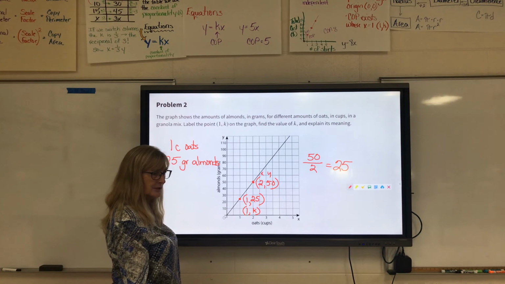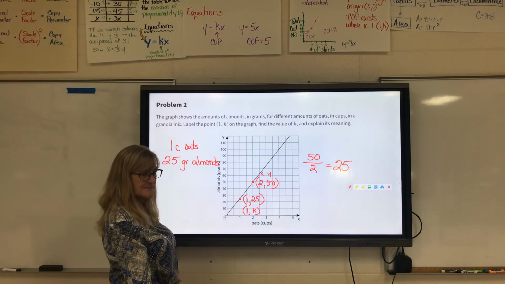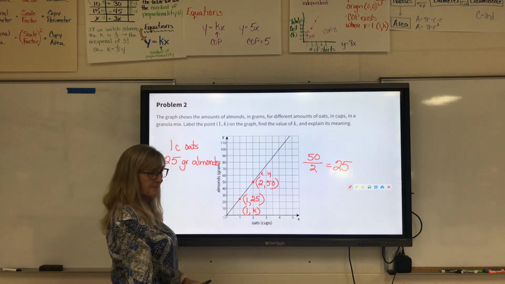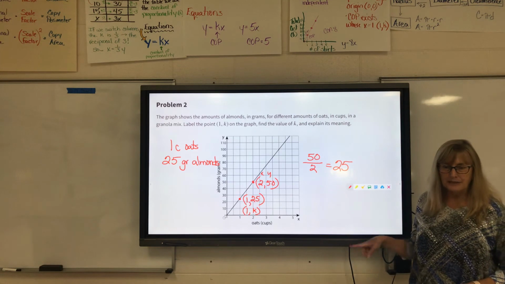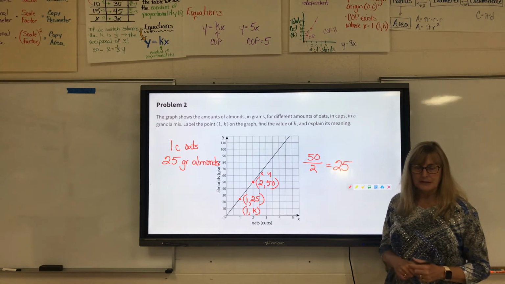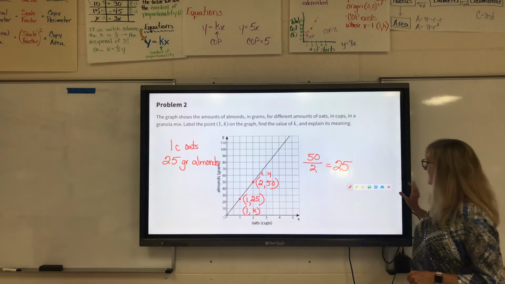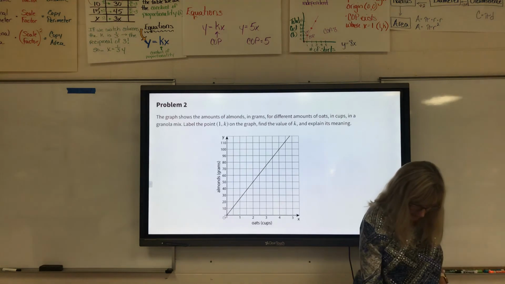Okay, questions? Who needs more time? Okay. I hope you did this on the PDF, because you need to be able to graph when you take the test. All right, onward to question 3.